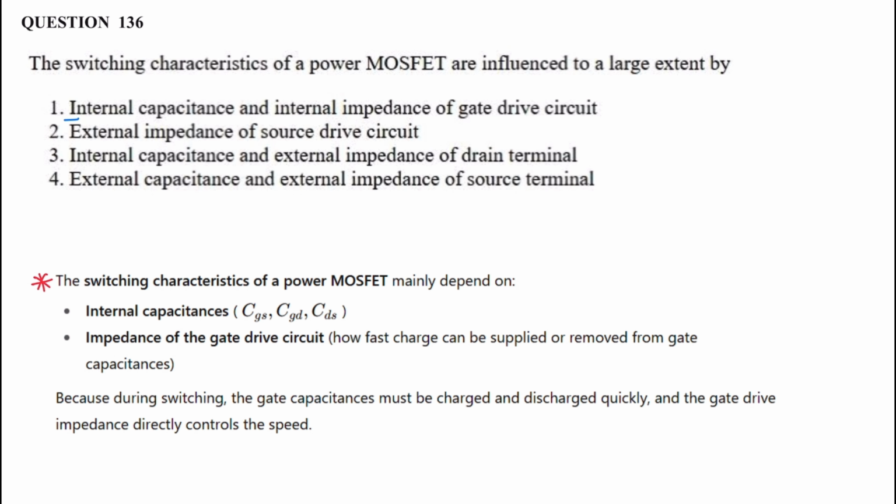Question number 136. The switching characteristics of a power MOSFET is influenced to a large extent by? The switching characteristics of power MOSFET mainly depend on internal capacitances and impedance of the gate drive circuit, because during switching the gate capacitance must be charged and discharged quickly, and gate drive impedance directly controls the speed. Correct answer is option 1. The switching characteristics of power MOSFET are influenced to a large extent by internal capacitances and internal impedance of the gate drive circuit.